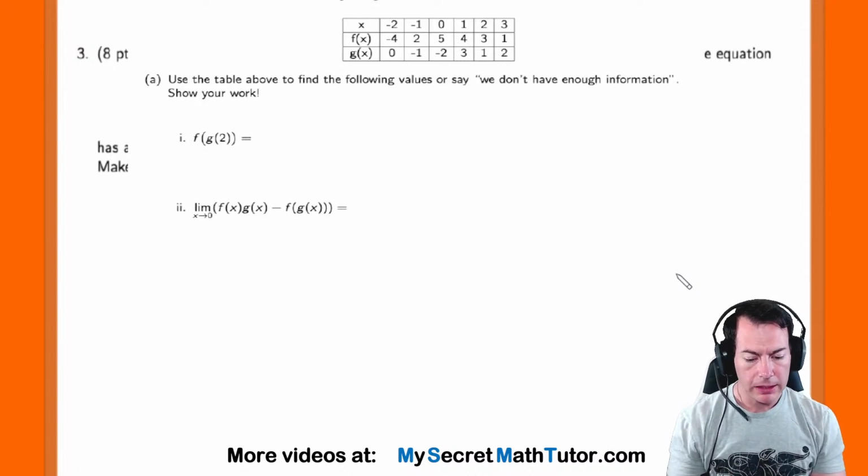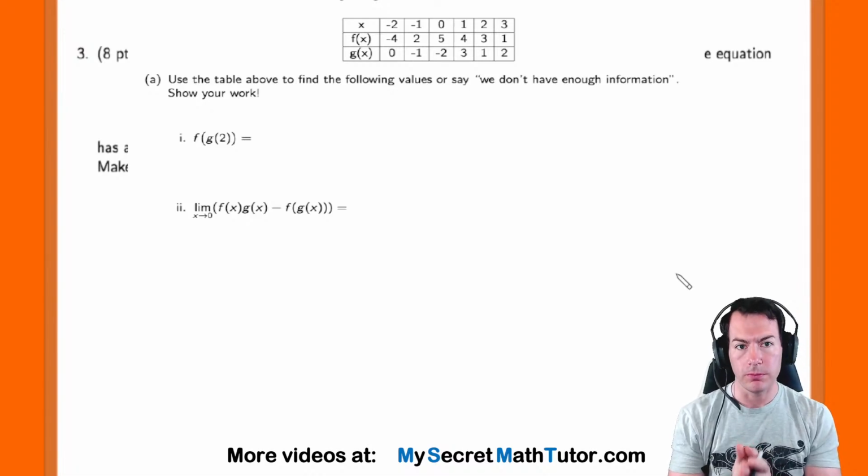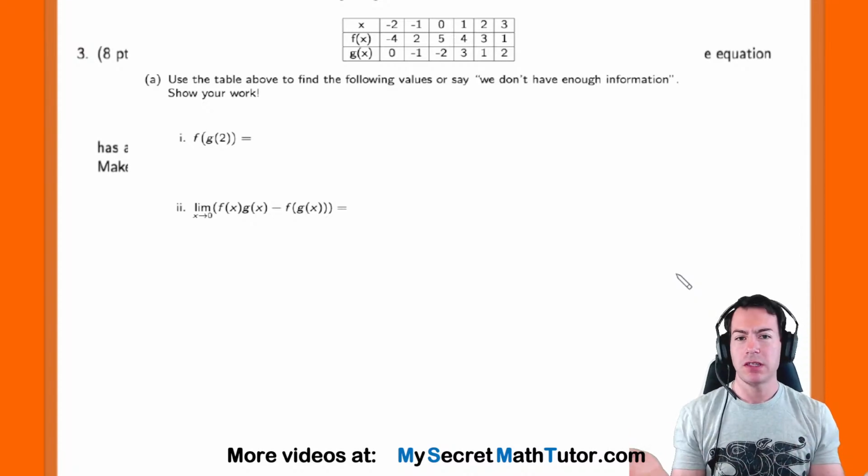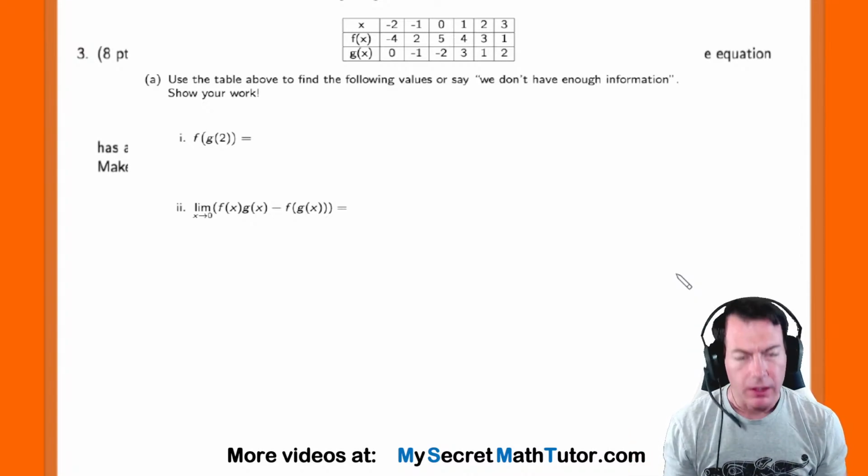This one says, explain how the IVT can be used to show that the equation x sine of pi over 6x is equal to 1 has a solution on the interval that goes from 0 to 2. Make sure that the conditions of the IVT are satisfied before you apply the theorem. Sounds like a great idea to me. Let's go ahead and do that.